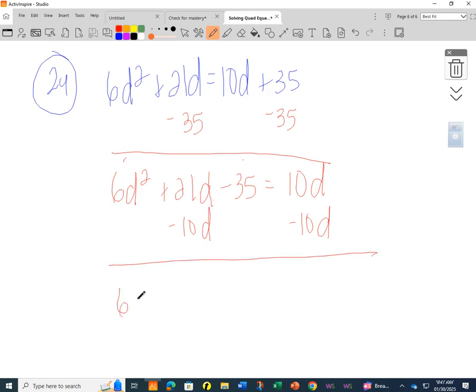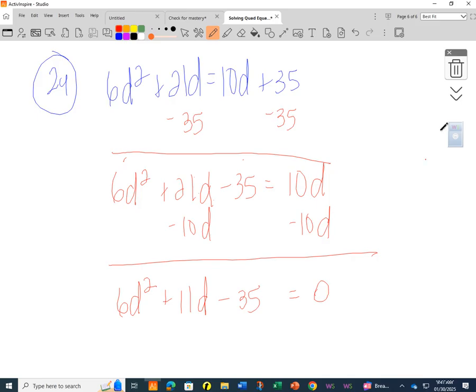So we have 6d squared left. 21d minus 10d is 11d. Minus 35 equals 0. So this one isn't our favorite one because it's already taken more work than the others, right? Now, this form is not our easy form to factor either. So this form is ax squared plus bx plus c.